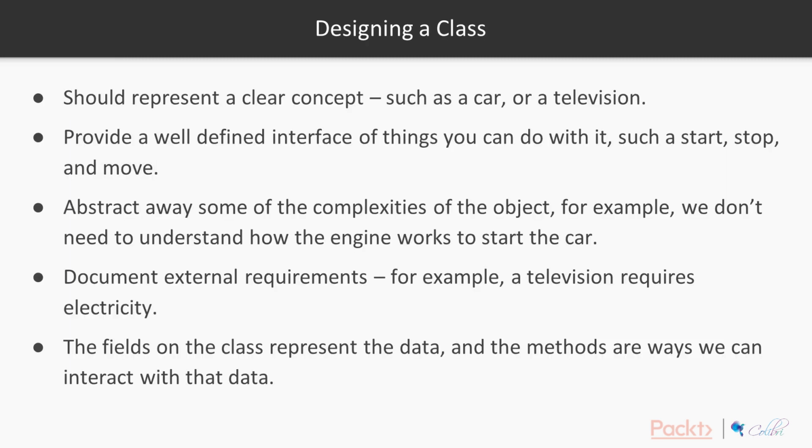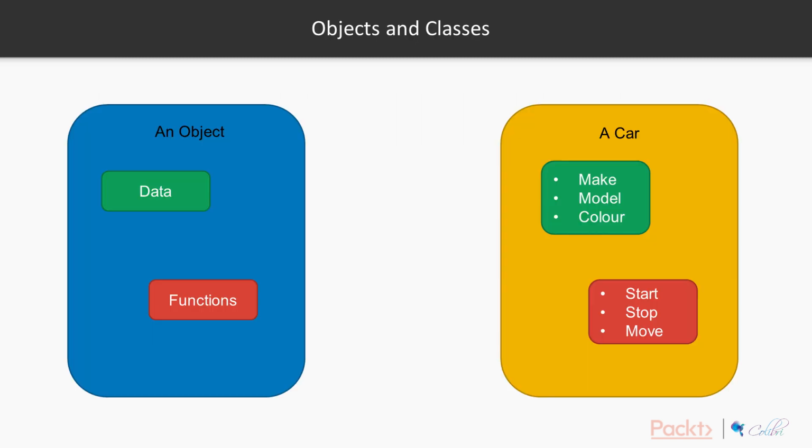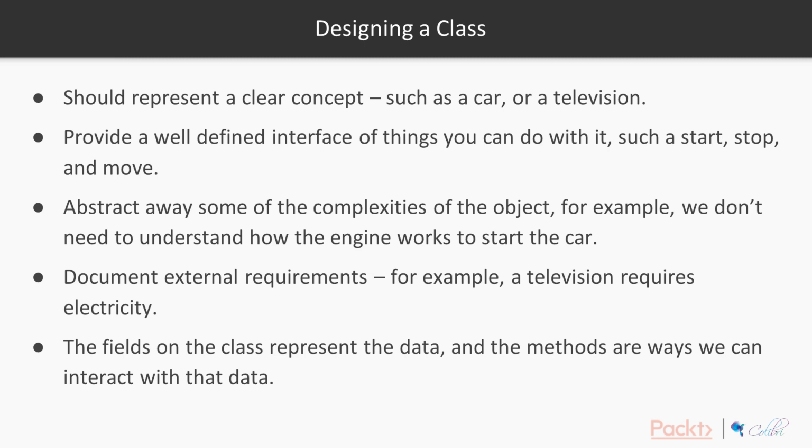When you're designing a class, there are a couple of guidelines that it's quite important to follow. A class should represent a very clear concept, such as a car or a television or a home. And it should provide a well-defined interface for things that you can do with it. If we look at our car example, we've got 3 things that we can do with it. We can start it, we can stop it, and we can move it. And that's it. A class should define a very well-defined interface of things you can do with that thing.